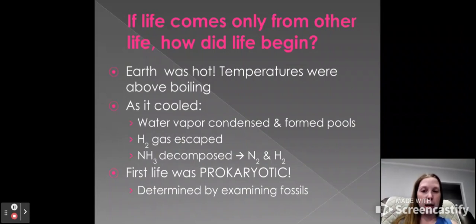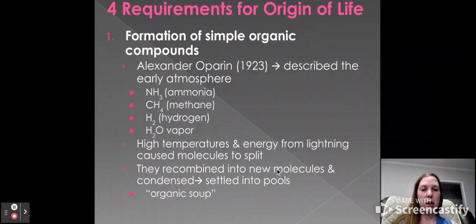H2 gas would escape. Ammonia would decompose into N2 and H2. And the first life that was present on Earth were prokaryotic, so bacteria. And this was determined by examining fossils.